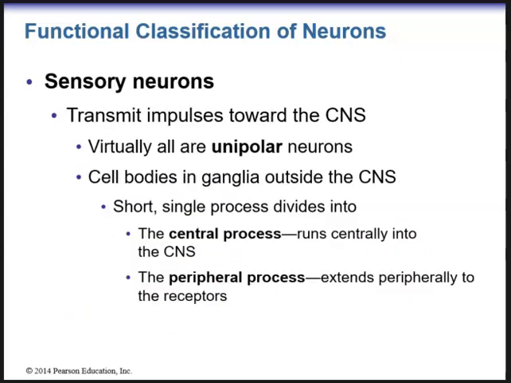So again, sensory neurons transmit impulses towards the CNS. Virtually all are unipolar neurons. Cell bodies in the ganglia are outside the CNS. And then they have short single processes that divide into the central process, which runs centrally into the CNS. And then you have peripheral processes, which will extend peripherally to the receptors.